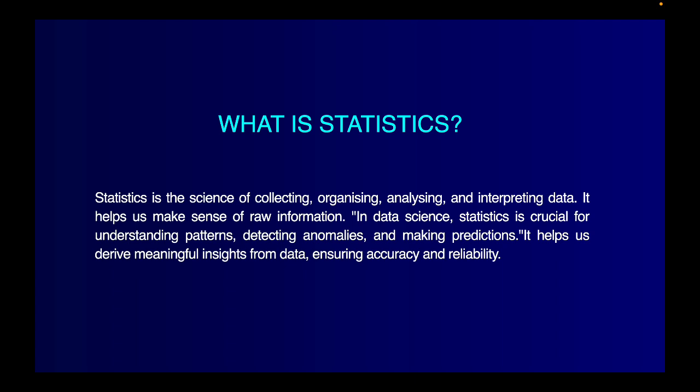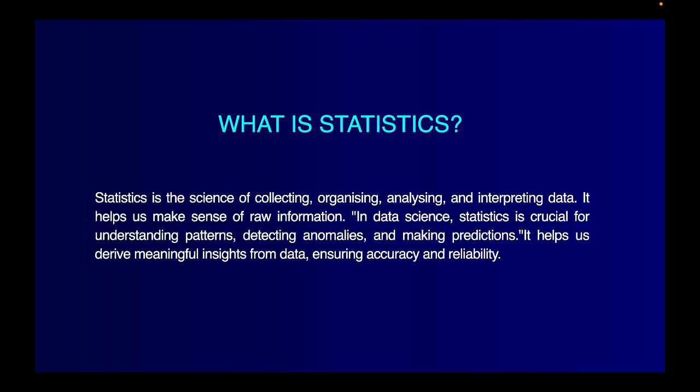In data science, statistics is crucial for understanding patterns, detecting anomalies, and making predictions. It helps us derive meaningful insights from data and ensures accuracy and reliability. In short, we want to make a decision based on the data we have. So how correct is that data, or are there anomalies in it, or could we get a negative or positive response based on that data? We think about these things and then make the decision. So it ensures accuracy and reliability.